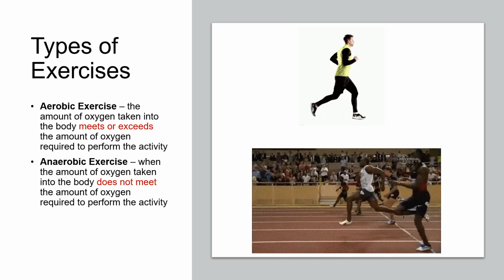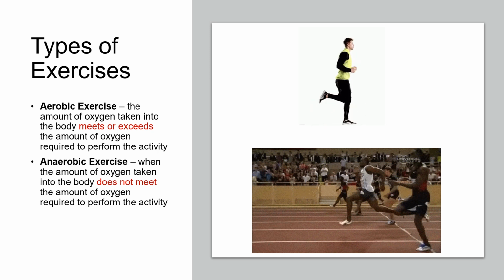Next, we have aerobic exercise and anaerobic exercise. So aerobic exercise occurs when the amount of oxygen taken into the body meets or exceeds the amount of oxygen required to perform the activity. So aerobic exercise uses large muscle groups and can be maintained continuously and is rhythmic in nature. It increases the heart and respiratory rate, which then provides exercise for the cardiovascular system while simultaneously exercising the skeletal muscles. So examples of this would be jogging, brisk walking, and cycling. So those are the common forms of aerobic exercise.